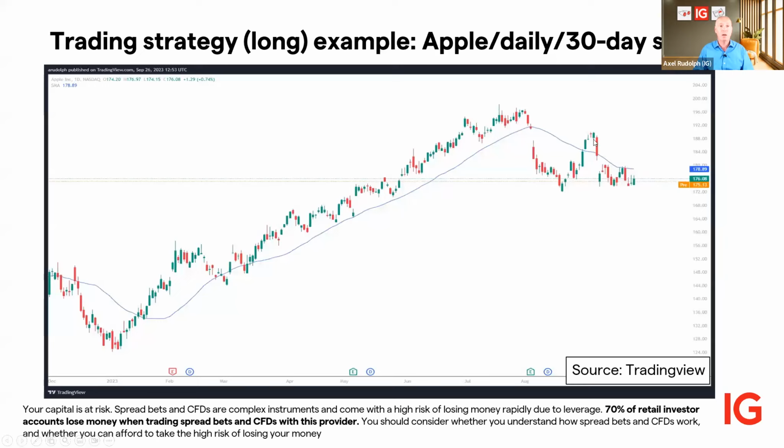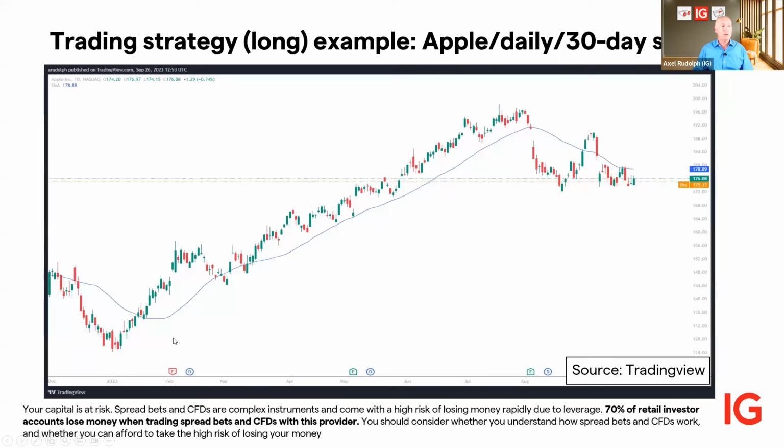So each of these candles shows you whether the market or the Apple share price went down. In case of the candles being red, it went down. The close was below the open. And on the green candles here, it went up. So the share price opened higher, it closed higher than it opened. So that's green. And we used a 30-day simple moving average, SMA, simple moving average. It's a very simplistic strategy.